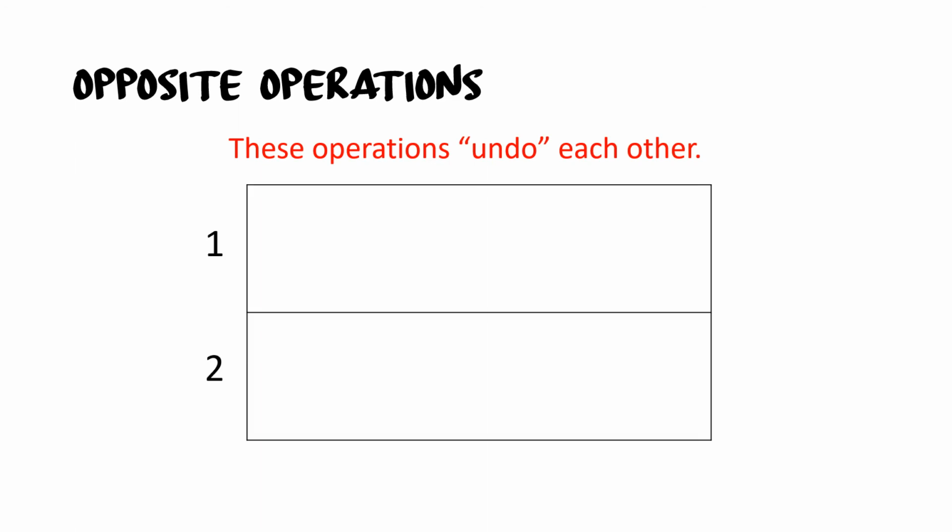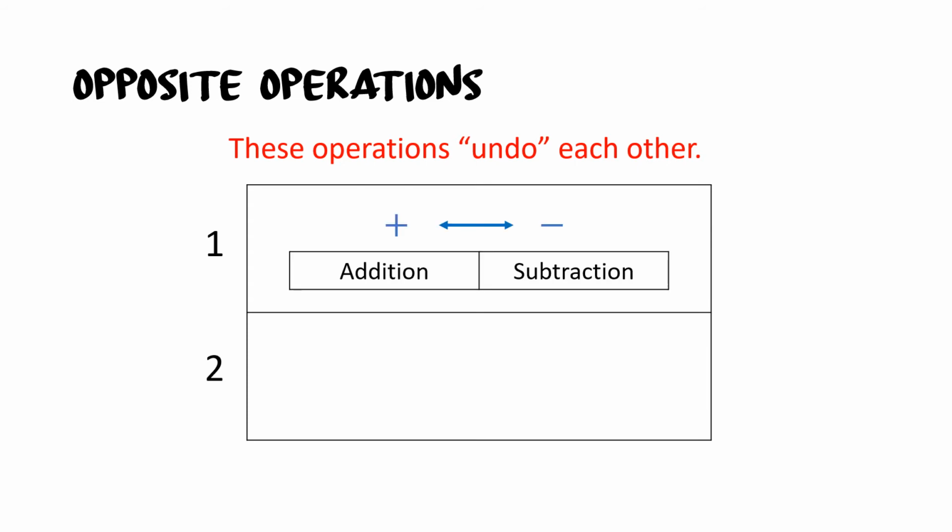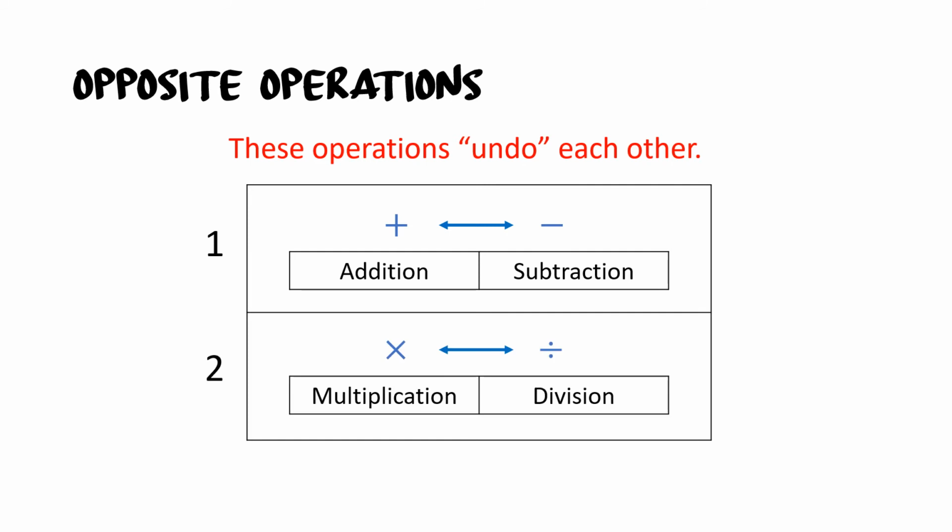So what are opposite operations? It means exactly what it sounds like. They undo each other. These are also called inverses. There are two sets of opposite operations to remember for linear equations. Addition and subtraction, and multiplication and division are also opposites.